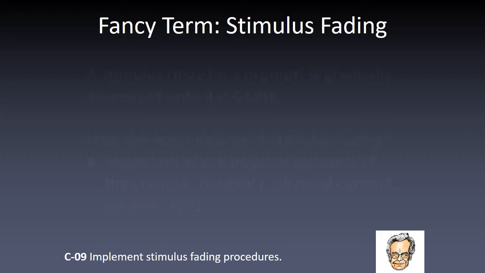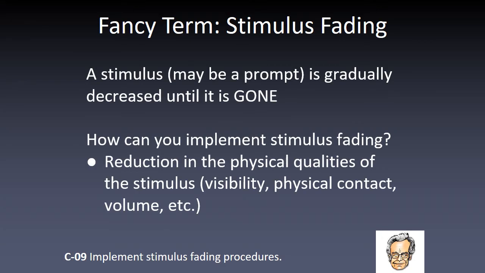Stimulus fading. A stimulus, maybe a prompt, is gradually decreased until it is gone. How can we implement stimulus fading? Reduction in the physical qualities of the stimulus: visibility, physical contact, volume, etc.